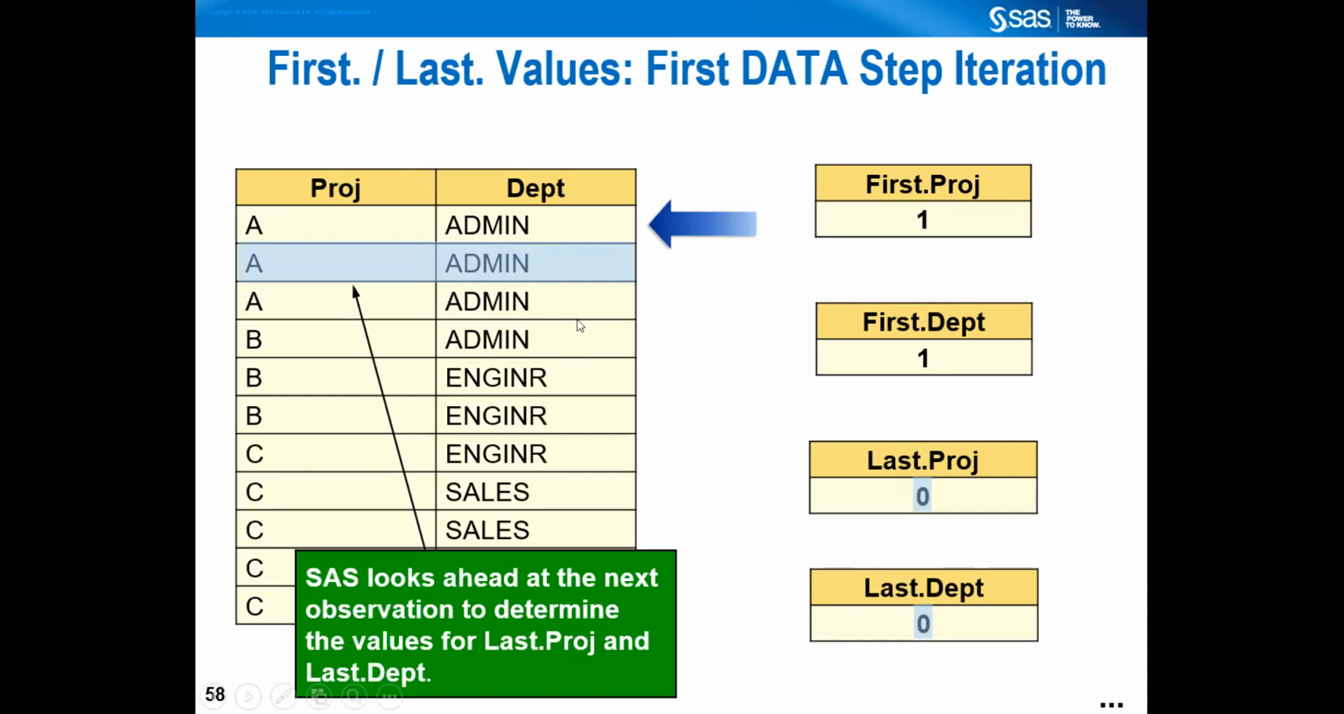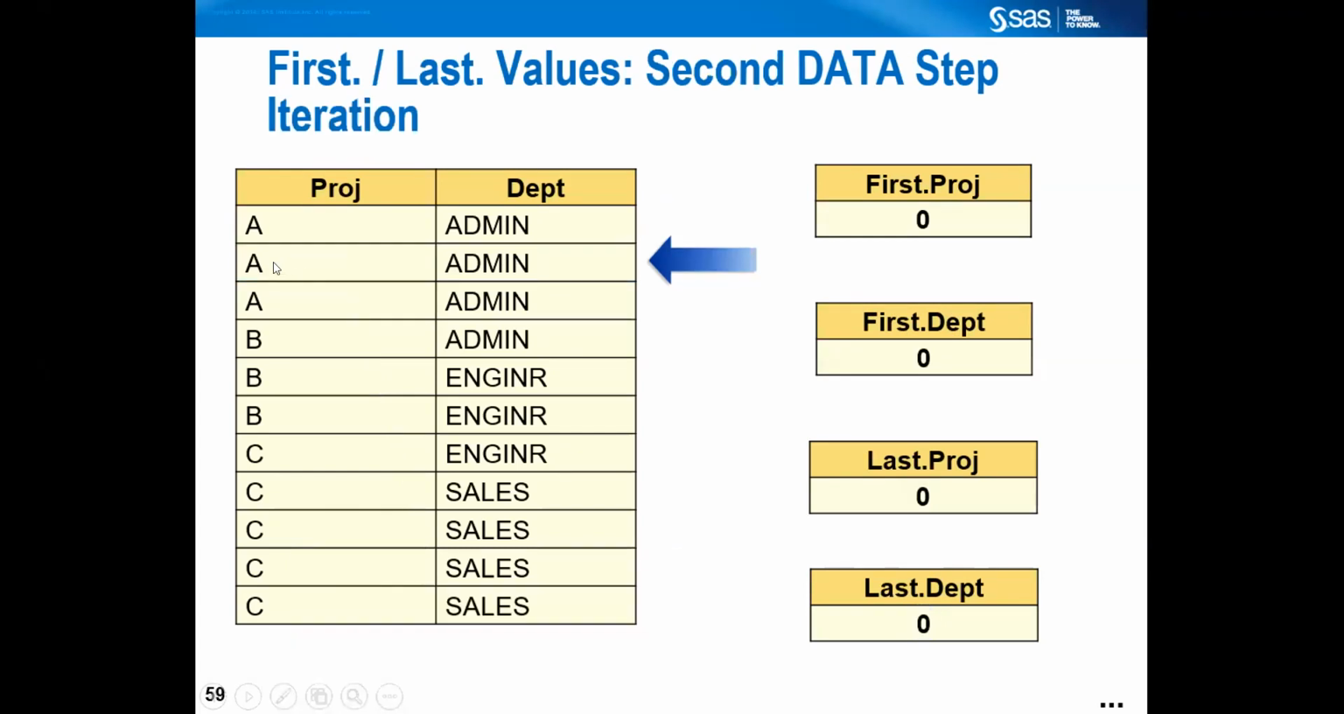Okay. Now let's come to this observation. Within project, A is not the first, not last. Hence its first dot project and last dot project are 0. Coming to admin, it is again not the first observation, nor the last observation of department. Hence its first dot department and last dot department respectively are 0.